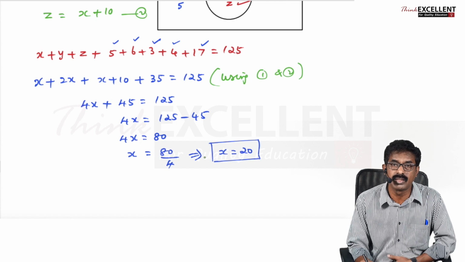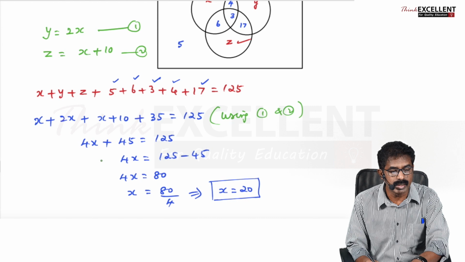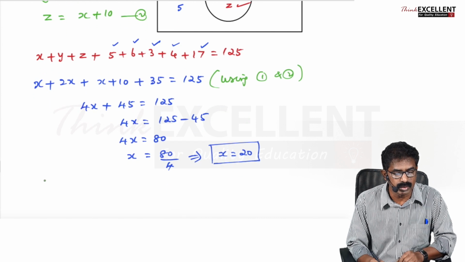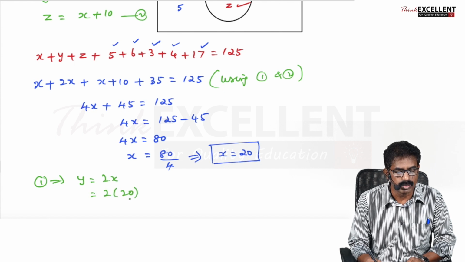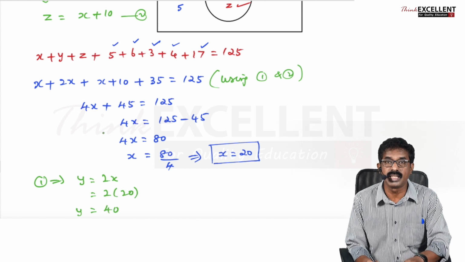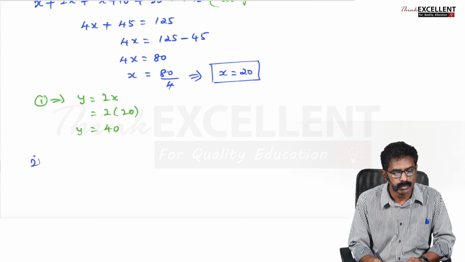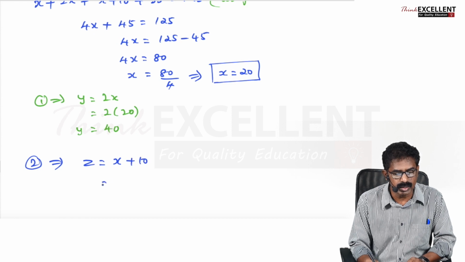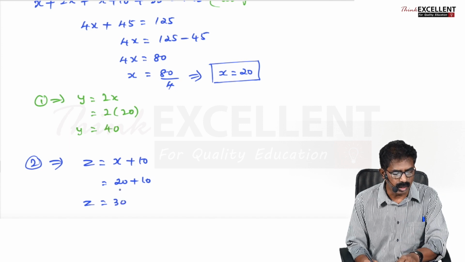Okay, now x value got it. Now to find y and z, use equation number 1 and 2. Equation 1 says y equal to 2x. Substitute, y equal to 2x, so that is 2 into 20. So y equal to 40. Equation 2 says z equal to x plus 10. Z equal to x plus 10, x value 20 plus 10, you are getting z equal to 30, right? All the values you got it.